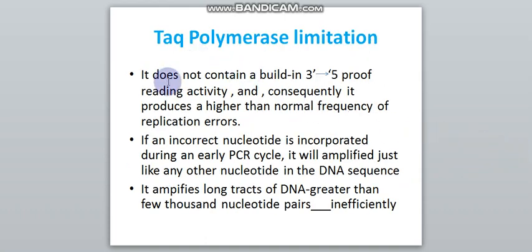Taq polymerase limitation. It does not contain a built-in 3' to 5' proofreading activity and consequently it produces a higher than normal frequency of replication errors. If an incorrect nucleotide is incorporated during an early PCR cycle, it will amplify it just like any other nucleotide in the DNA sequence. It amplifies long tracts of DNA greater than a few thousand nucleotide pairs inefficiently.